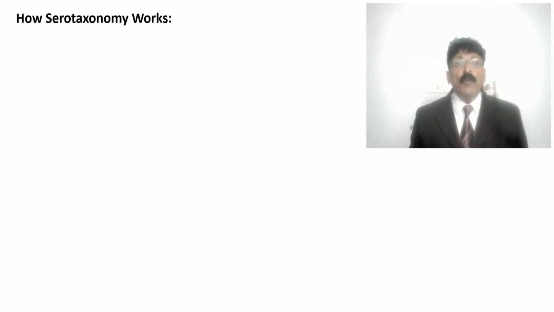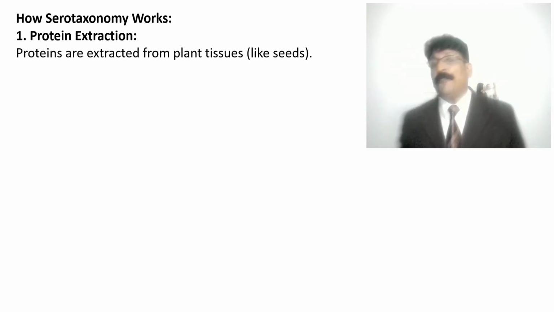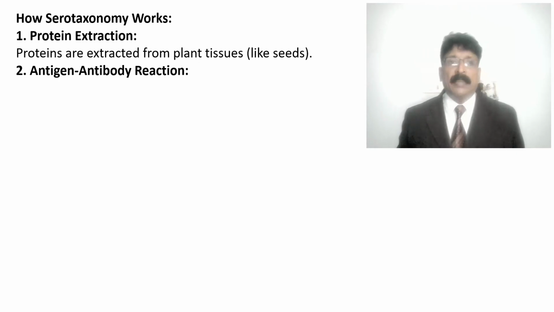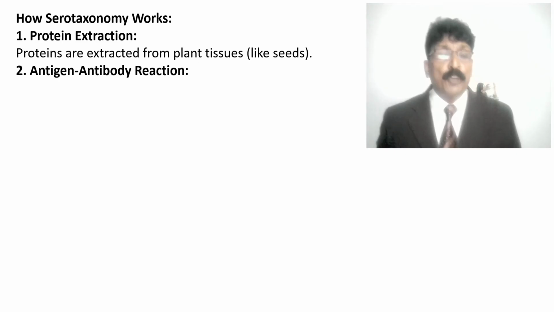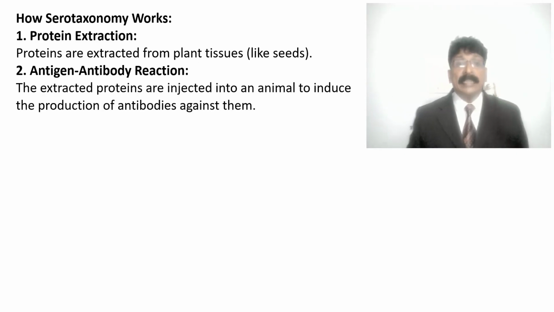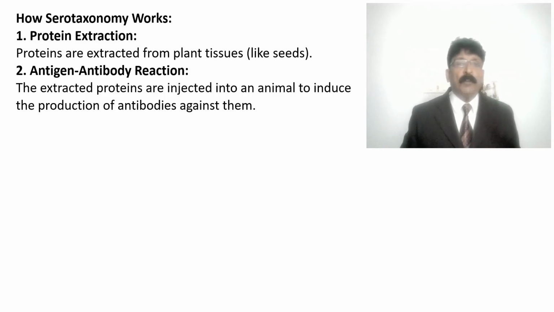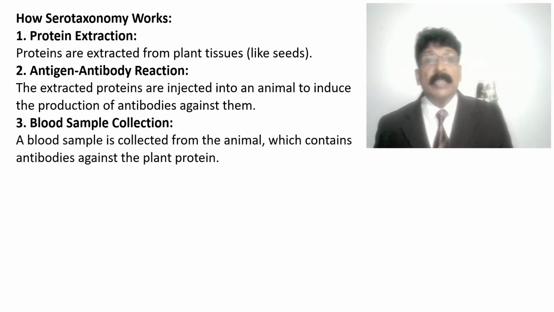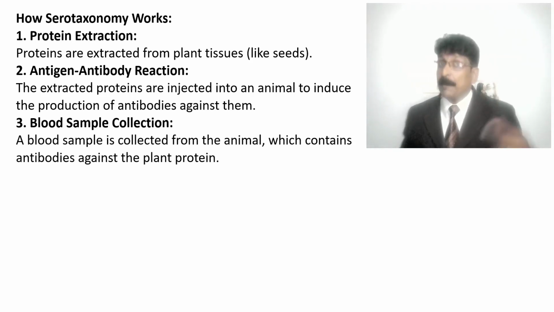So how does serotaxonomy work? The first step is protein extraction. The proteins are extracted from different plants or plant tissue, seeds for example. Antigens are produced. How is the antibody produced? The extracted protein is injected into an animal to induce the production of antibodies against it, and the blood sample is collected from the animal. After collecting, it contains the antibody against that particular plant protein.